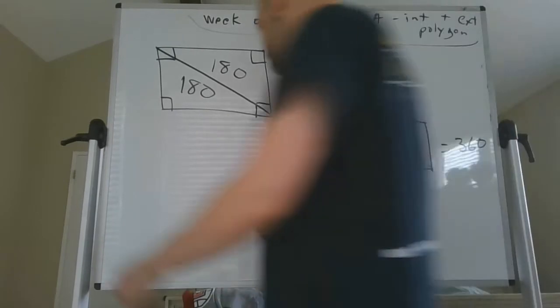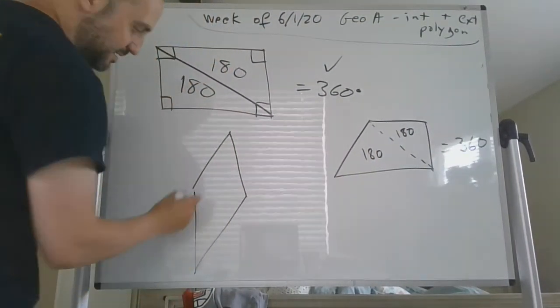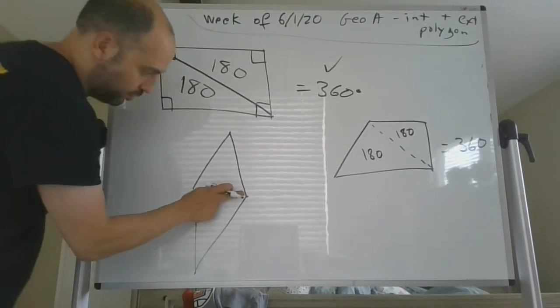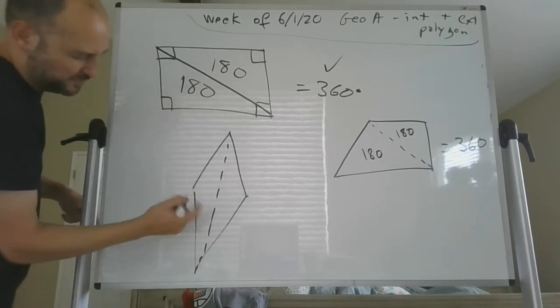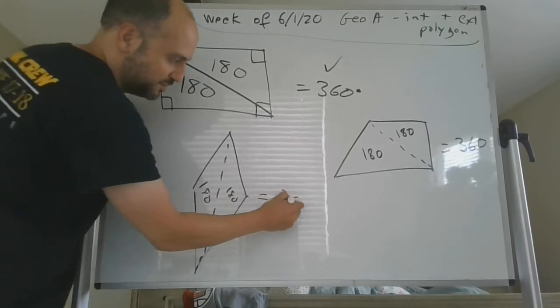So that's it. It doesn't matter what kind of quadrilateral you have. You can always cut it. I can cut it that way to make two triangles, or I can cut it this way. I can make two obtuse triangles. Doesn't matter. They're each 180, adds up to 360 degrees.